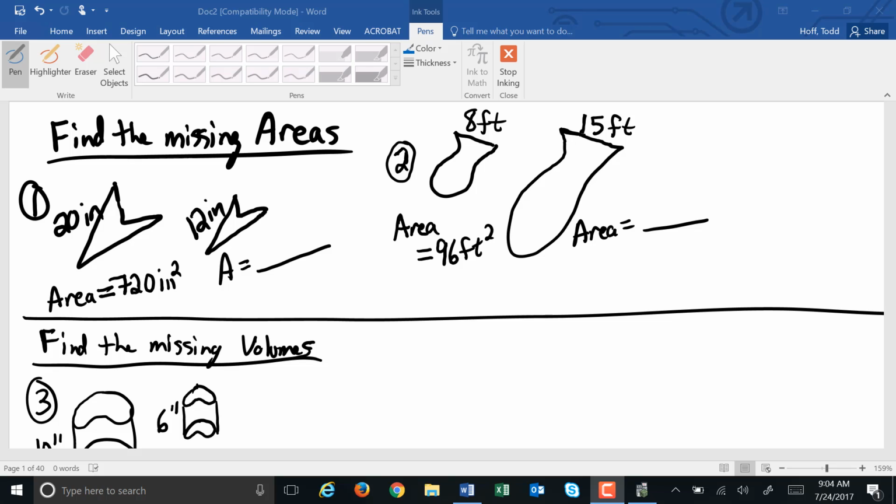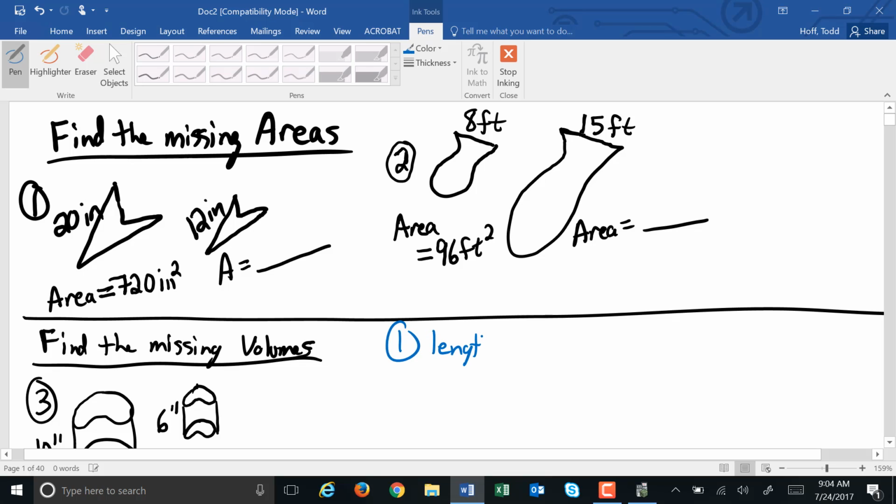Let's see how you're doing on the first two here, and then we'll take a look at the third one. They'll give you a second to work on it. For number one, remember we start out with the ratio of lengths. And our ratio of lengths for number one is what? 20 over 12 or 12 over 20, either way.